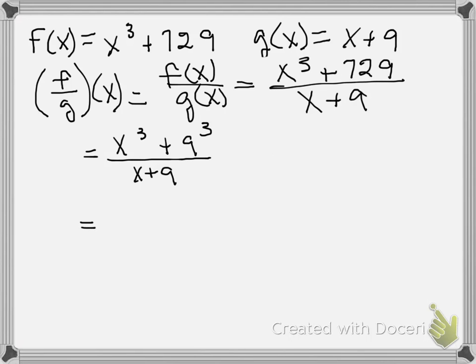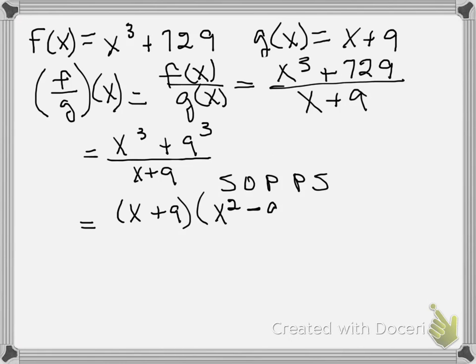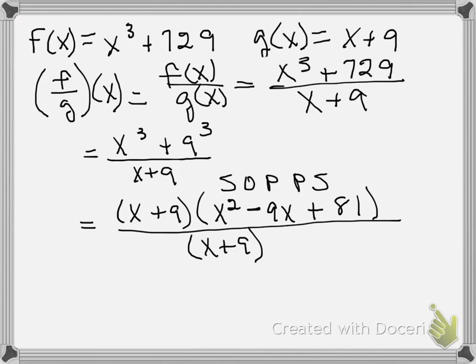It was called SOPPS. If you drop the exponents, you'll have your binomial, x plus 9, and then do SOPPS: S-O-P-P-S. So square the first term, opposite sign, so the plus becomes minus, so that's why it's negative. Then the product of the two, 9x, plus square the last. And then that's divided by the x plus 9 that was in the denominator, or the g of x.